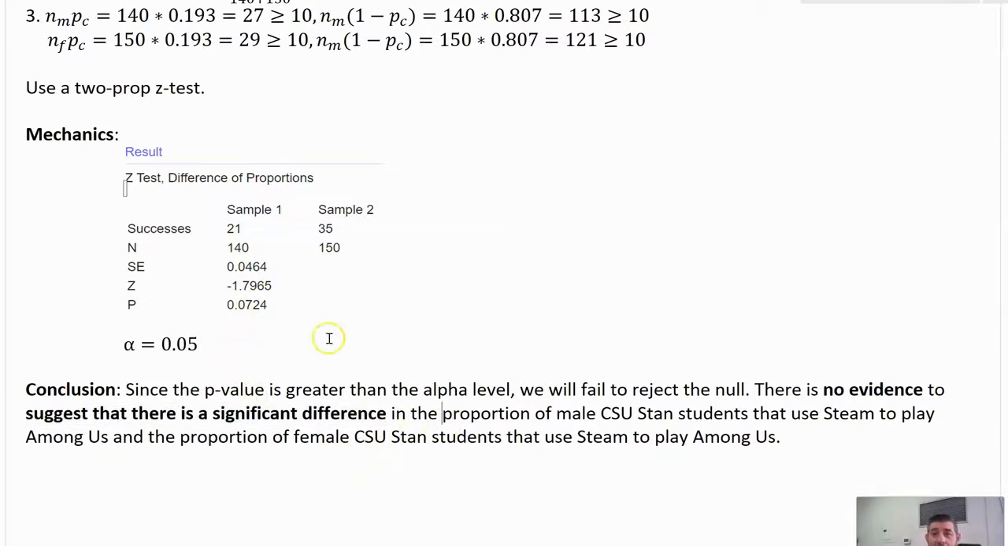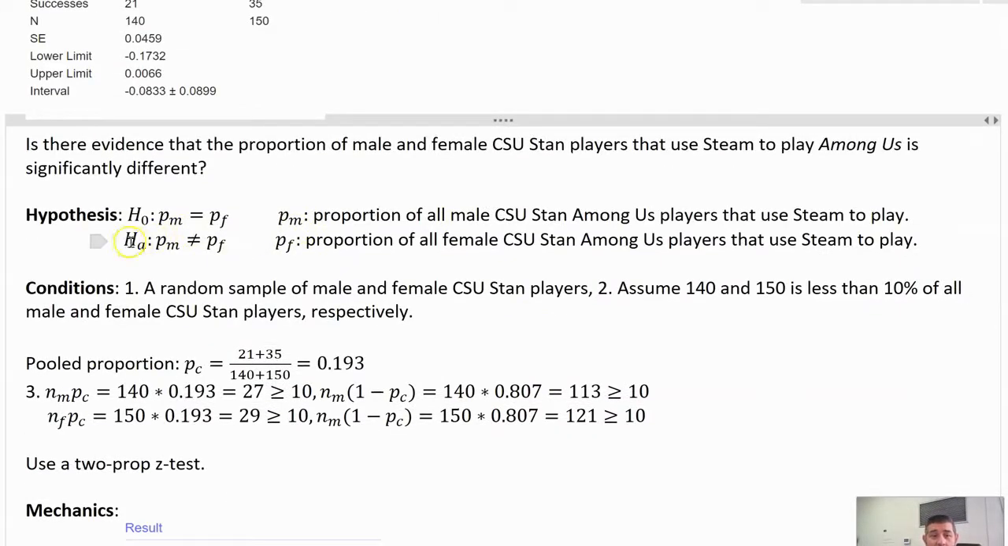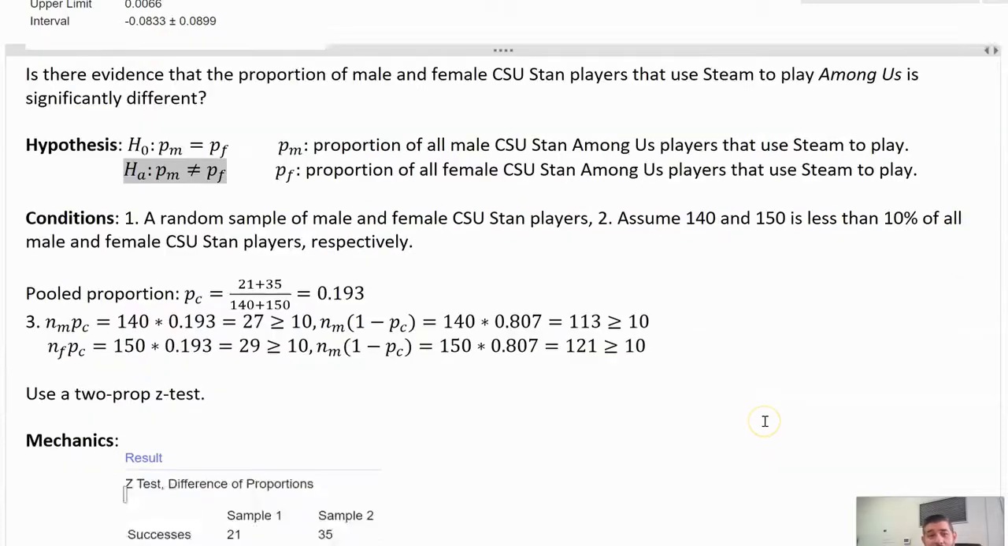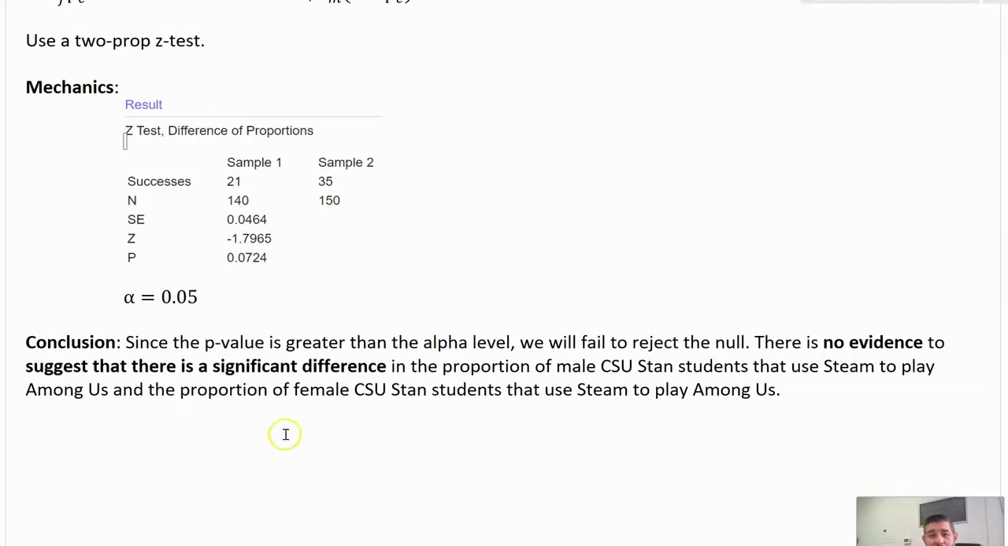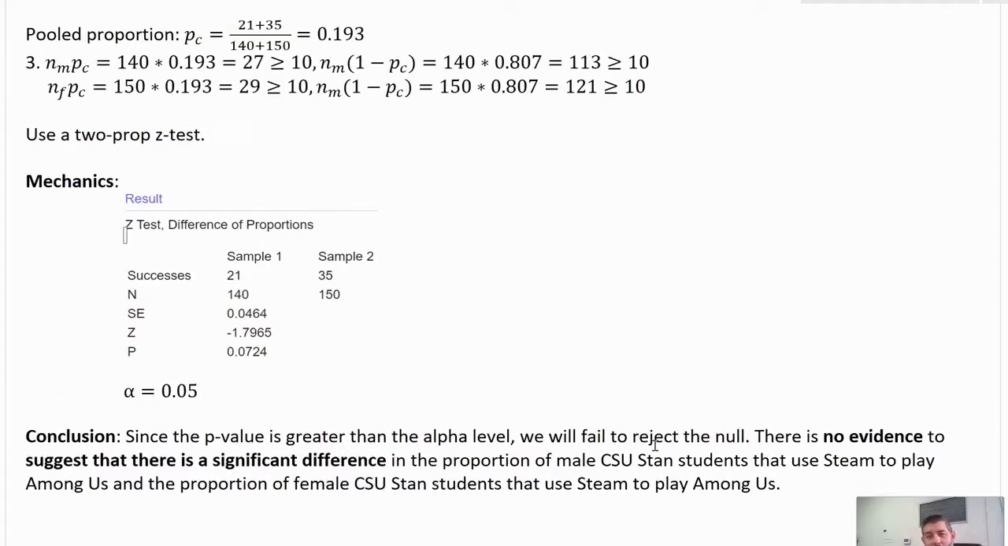Had my p-value been small enough, I would say there is evidence to suggest there's a significant difference, right? Again, we are writing our conclusion based on the alternative hypothesis. You're not going to say that there's evidence that they're equal, okay? You're not going to say that there's evidence that there's no difference. That's not what we're saying. We're saying that there's not enough evidence to show that there is a difference, okay? So you got to make sure you write it in that way.